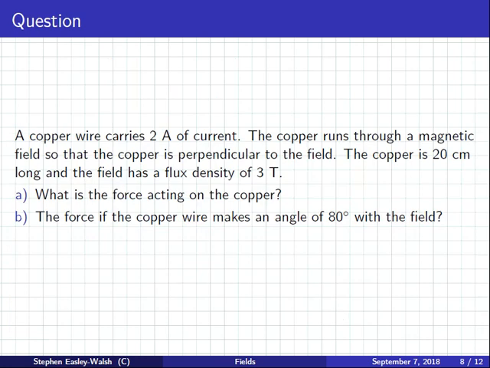So you have a copper wire with 2 amps, and the copper runs through a magnetic field, and it's 20 centimeters long, and the flux density is 3 Tesla. What formula do I use to calculate the force? BIL. And for the second one, if the angle is 80 degrees? BIL sine 80. Okay, calculate. Give me the 2 answers.